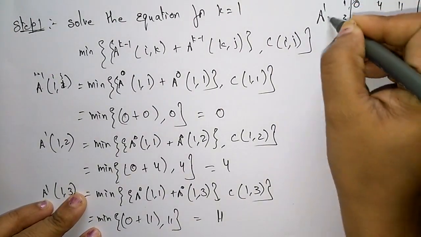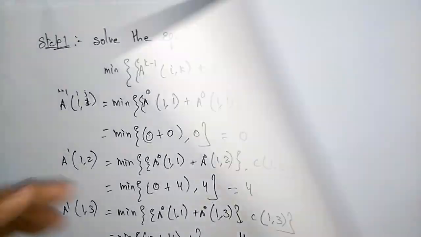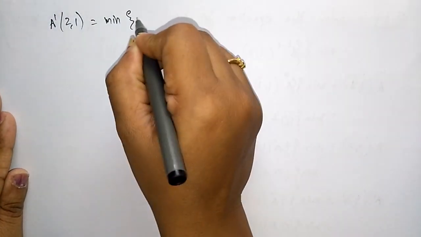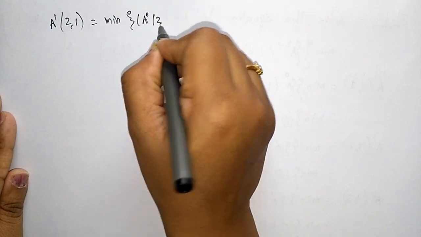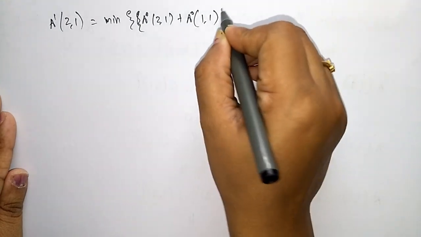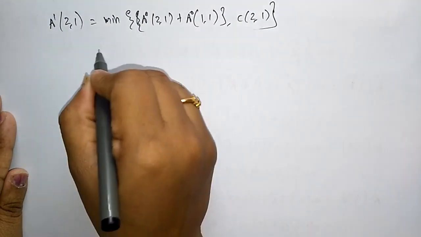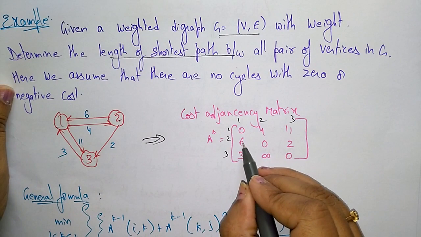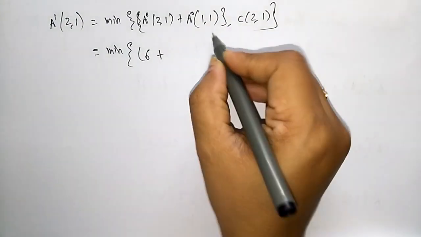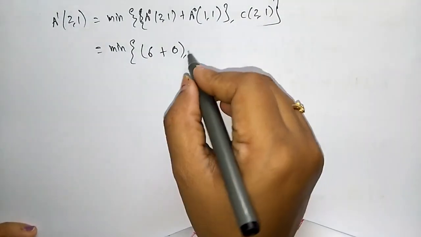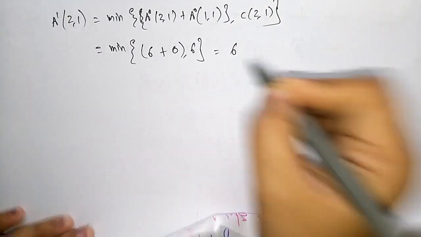Now I have to find out A1 of 2 comma 1. So this is the A1 matrix. Now I have to check which vertex, if I take it, makes the cost less. Just apply the formula: minimum of A0 of 2 comma 1 plus A0 of 1 comma 1, comma C of 2 comma 1. A0 of 2 comma 1 is 6, so write 6 plus A0 of 1 comma 1, which is 0. C of 2 comma 1, the cost from 2 to 1, is 6. So the minimum of 6 comma 6 is 6.